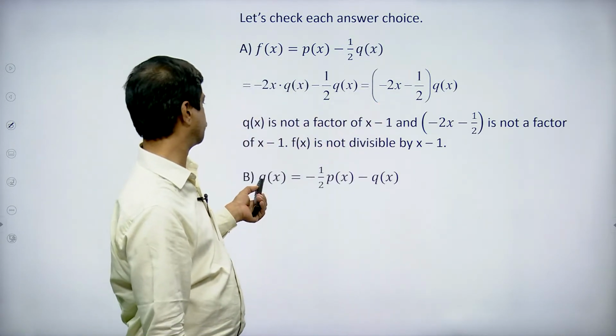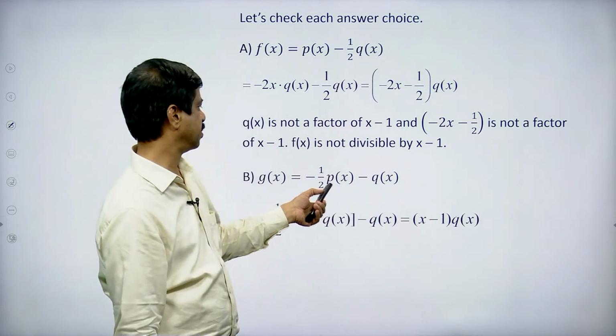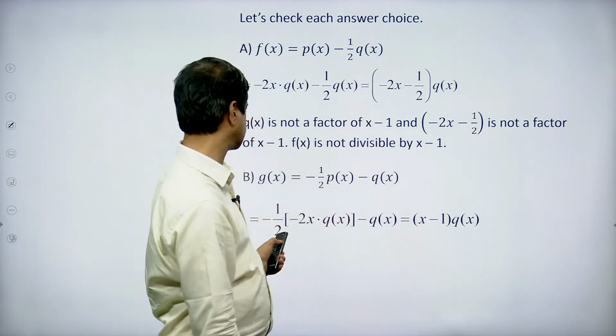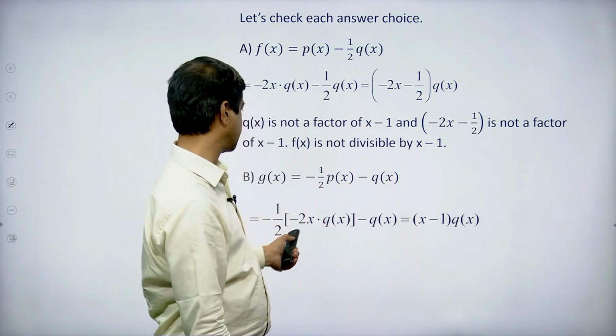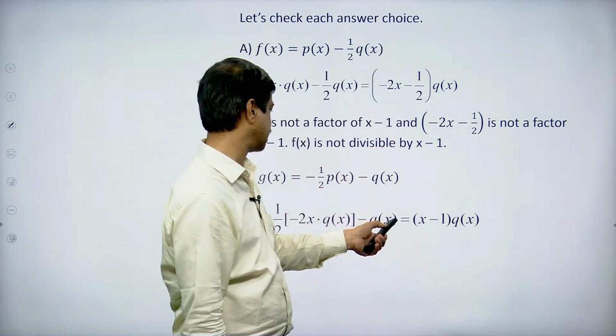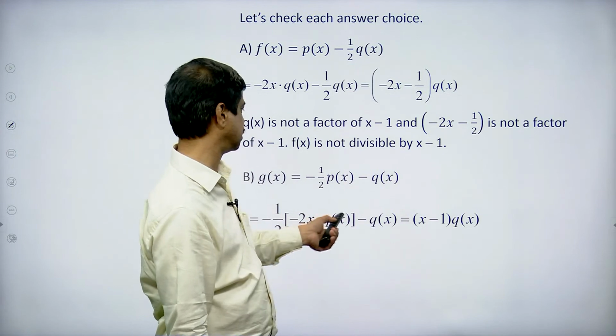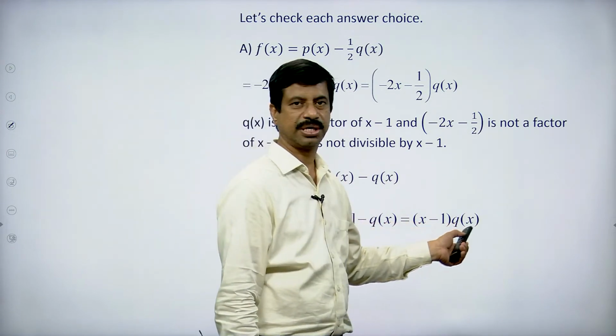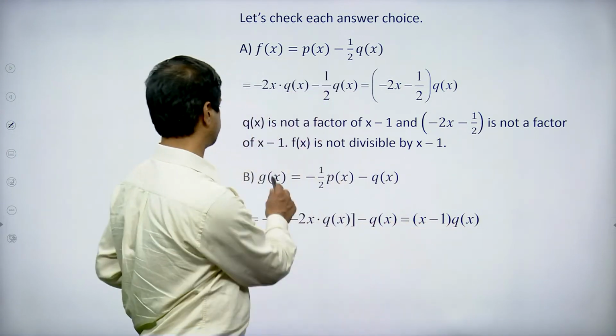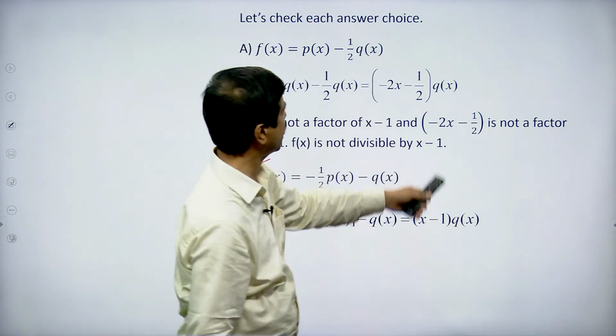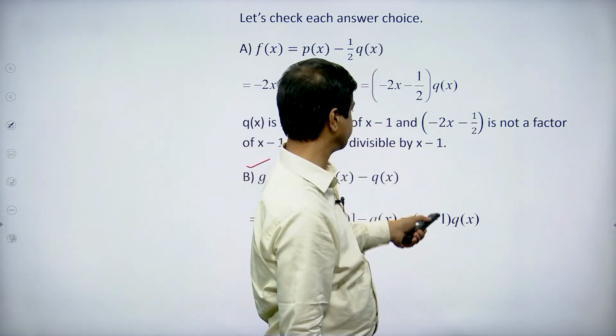So now, next option B, you check: half P minus half P of x minus Q of x. If you take common, minus half into minus 2x Q of x minus Q of x. So 2 gets cancelled, plus x into Q of x minus this, so x minus 1 into Q of x you will get. Option B, you are getting x minus 1. So x equal to 1 is a factor.